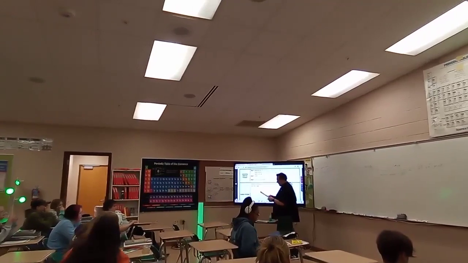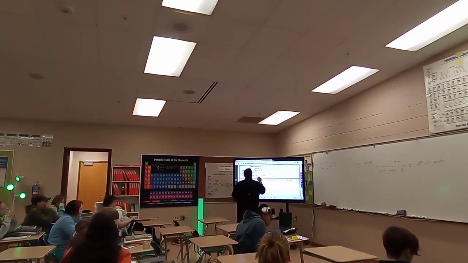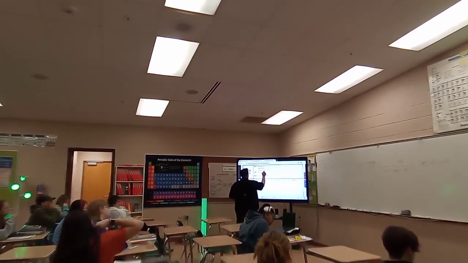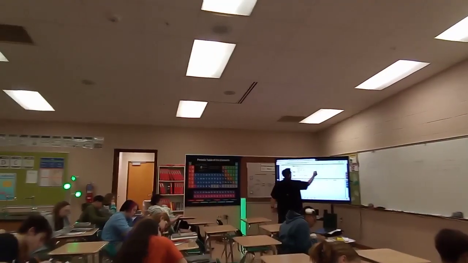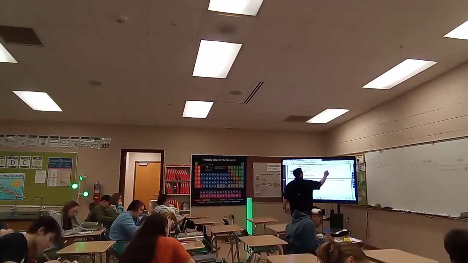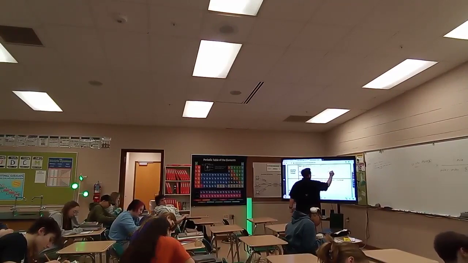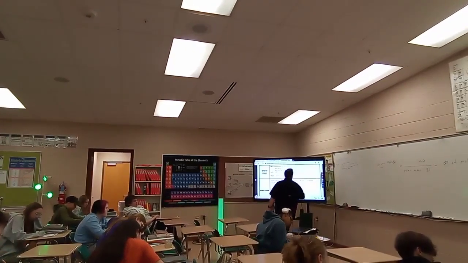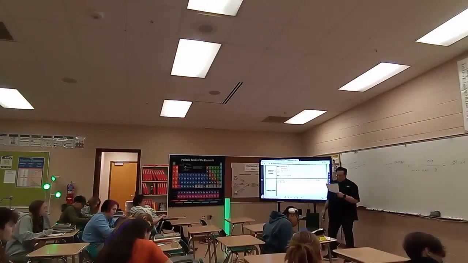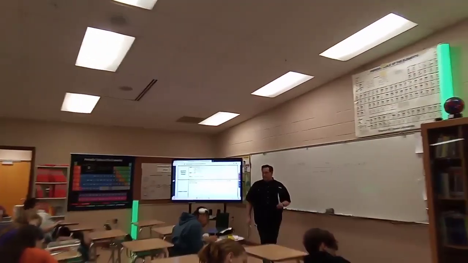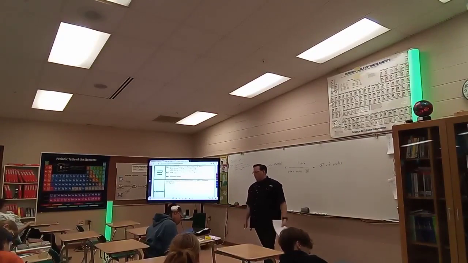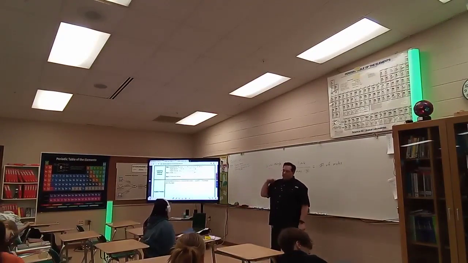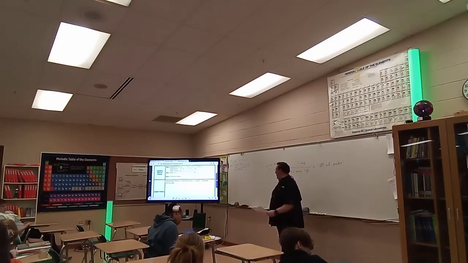Then step 2, you divide each of the moles by the smallest one. Okay? This will make more sense after we walk through one. So whatever one has the smallest number of moles, you divide all the other ones by that. Okay?